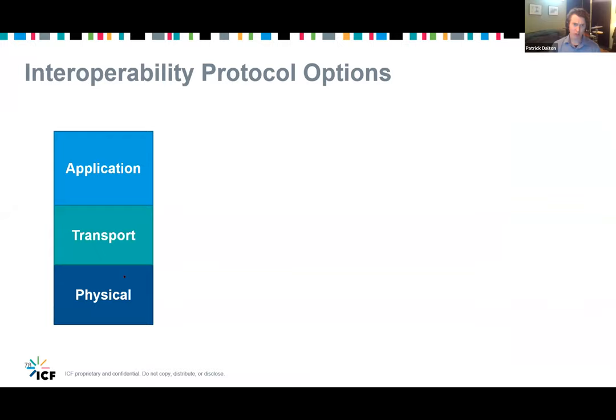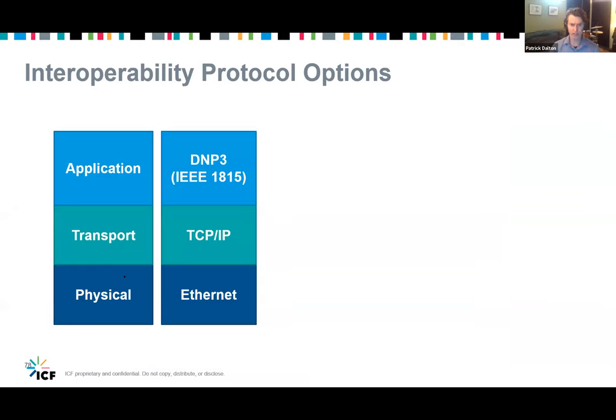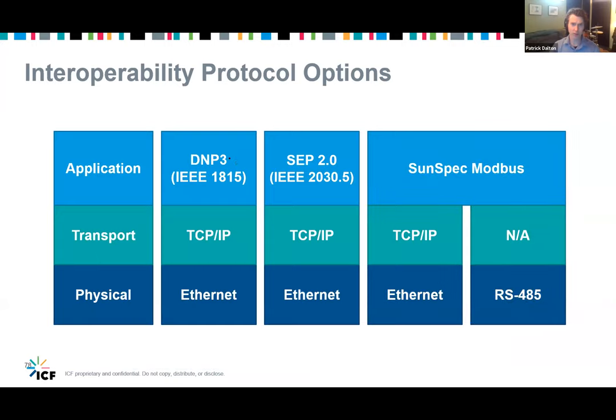In terms of protocols or the language that's spoken by inverters, there are really three different application layer protocols: DNP3, SEP 2.0, and SunSpec Modbus. Those are the three options. A DER is required to support one. It could support all three if the vendor or manufacturer decided to do that. But it needs to support at least one. And it might not be the same one that the utility system is speaking. So I think that there's going to be this emerging need for protocol translators to translate between these different protocols at different points of the system.